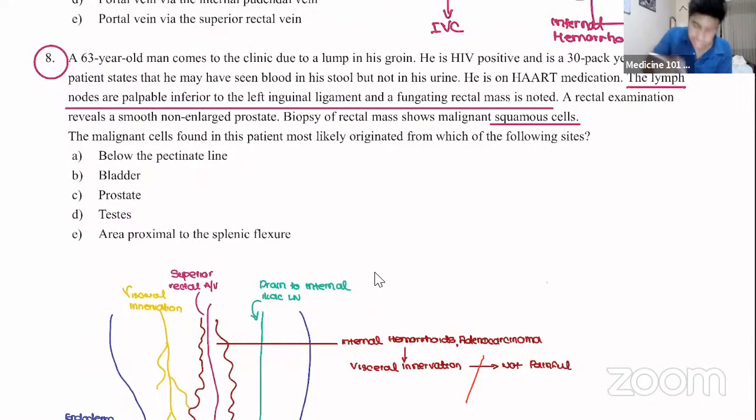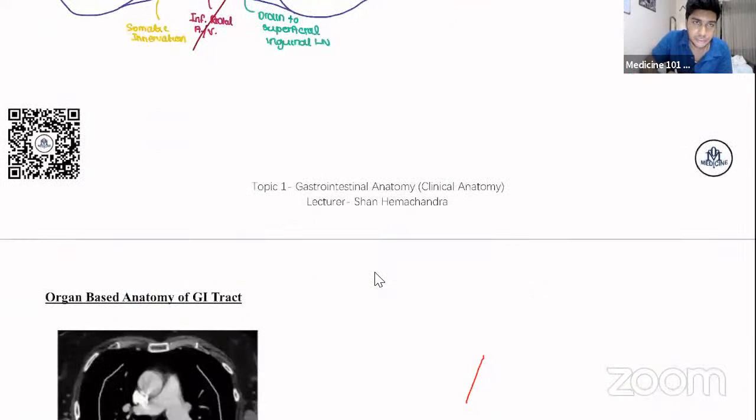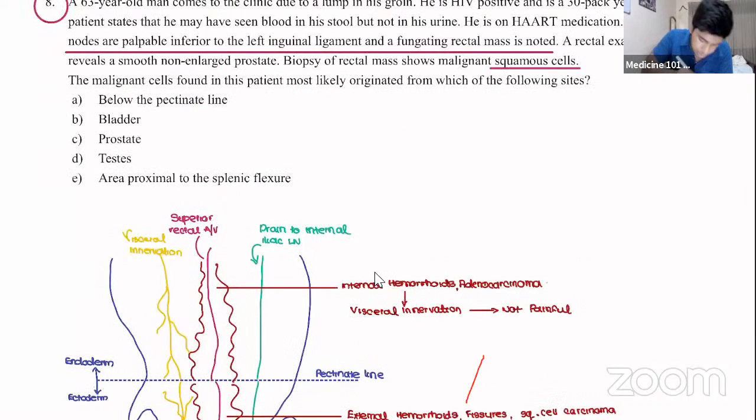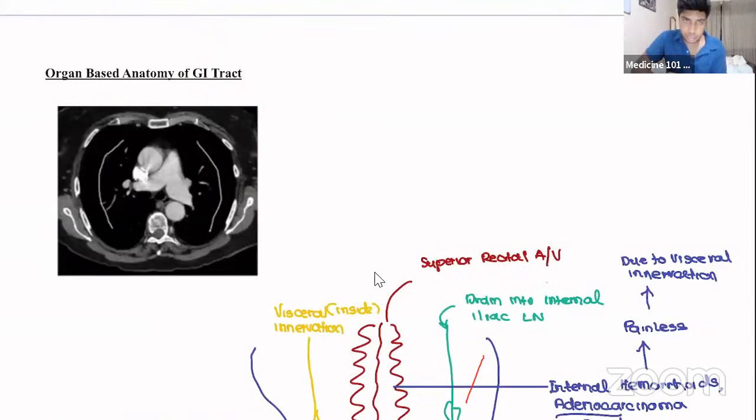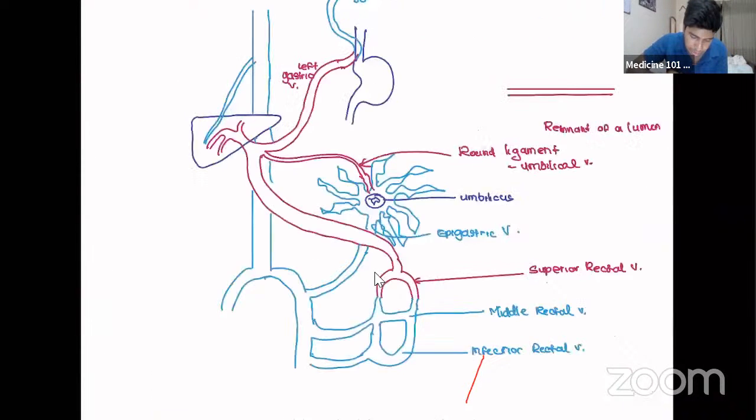And they check to see if it is a prostate tumor or if there's an enlarged prostate. No. They do a biopsy of a rectal mass and it shows squamous cells. And we discussed here, squamous cell carcinoma drains into superficial inguinal lymph nodes, and it's a tumor which originates below the pectinate line. Hope you guys understood this. Let's go into esophagus. We'll end the class from there.